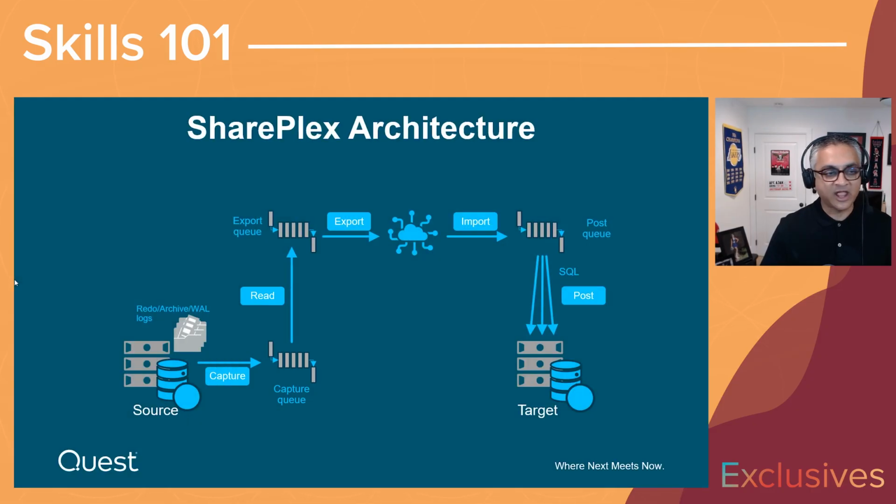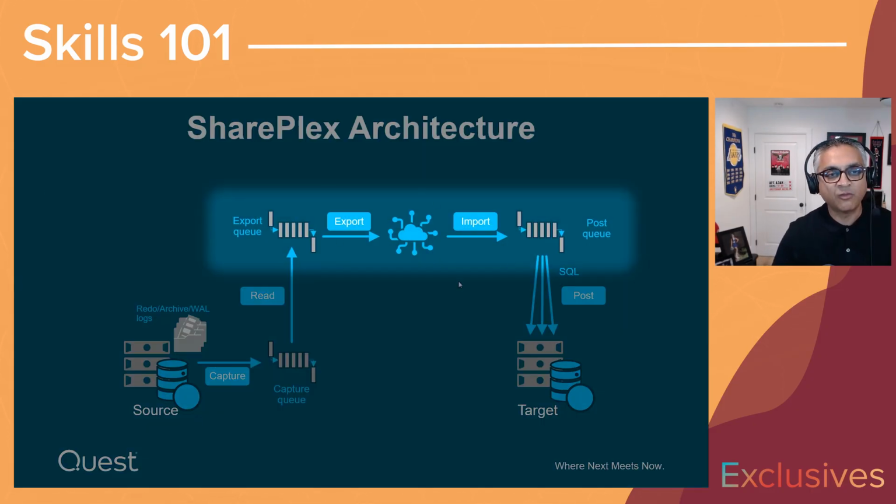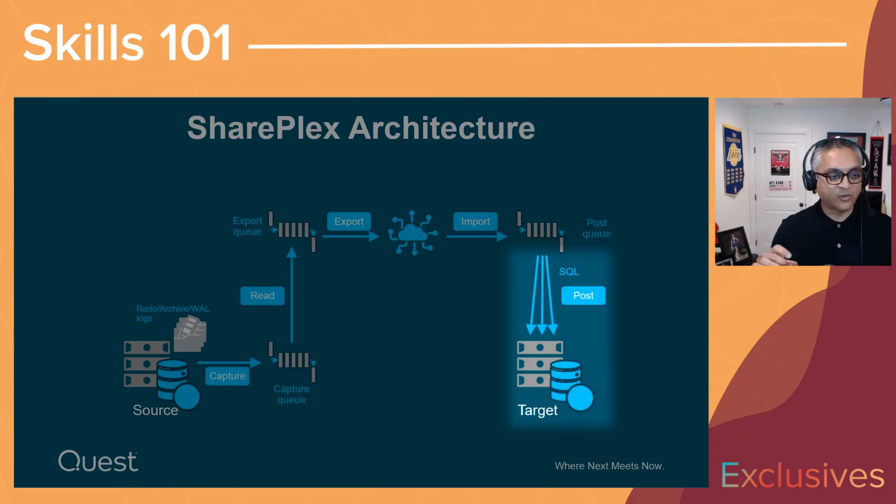You have the export and import, what we call the transport phase that you see here in the middle. The captured changes are transported securely over the network from the source to the target system. SharePlex supports encryption and compression of the transported data, which is efficient for hybrid cloud configurations for replication. So this is where replication moves from your on-prem Oracle environment to your cloud target.